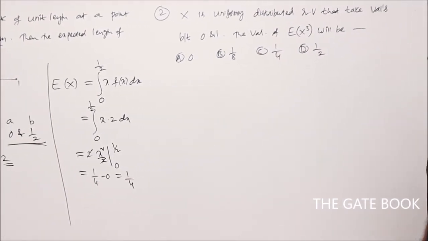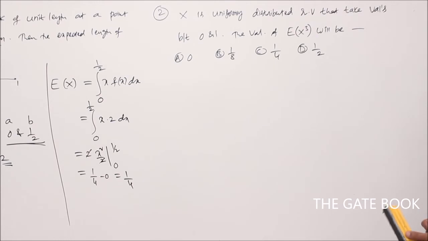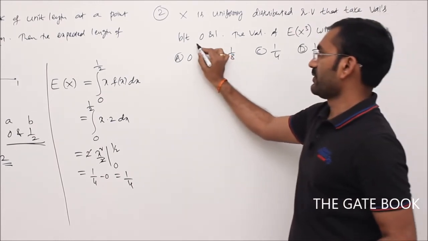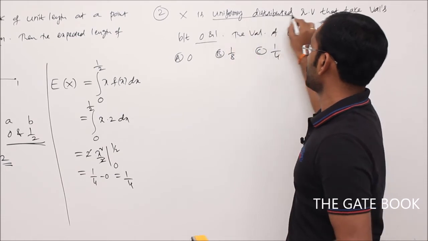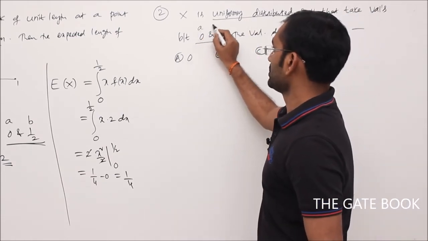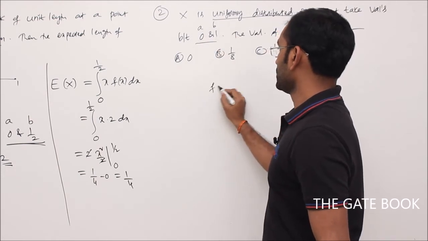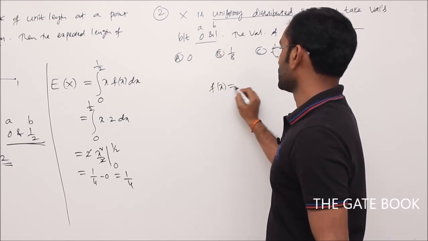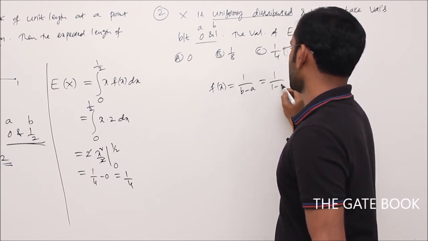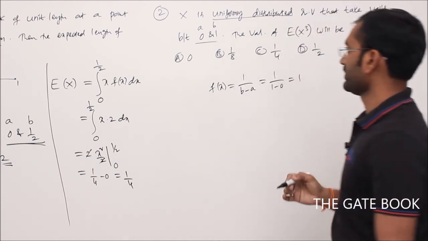X is a uniformly distributed random variable that takes values between 0 and 1. So uniformly distributed means that we apply the uniform distribution. Here, given a = 0, b = 1, we know that the PDF of the uniform distribution is given by 1 by (b minus a). So 1 by (1 minus 0) is equal to 1. So the PDF is 1.